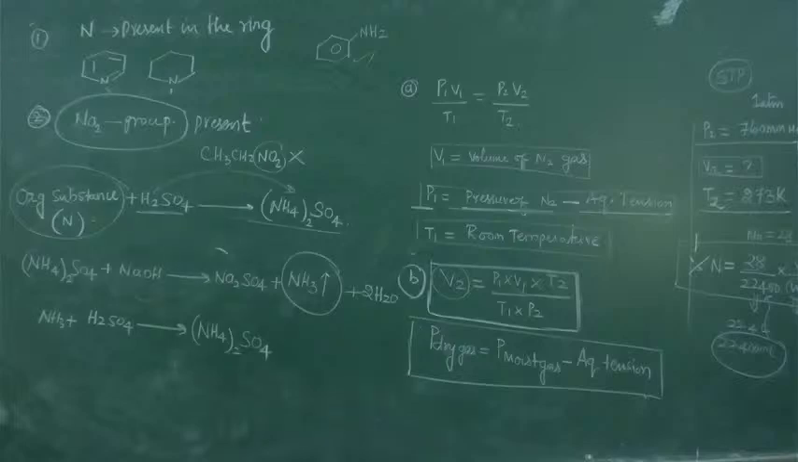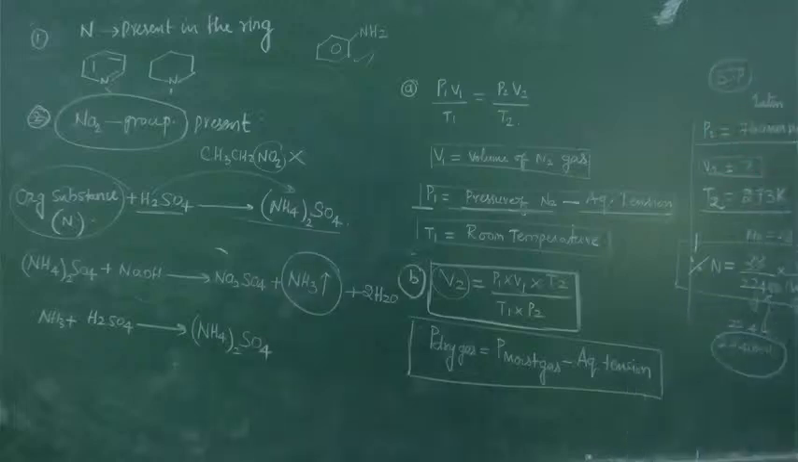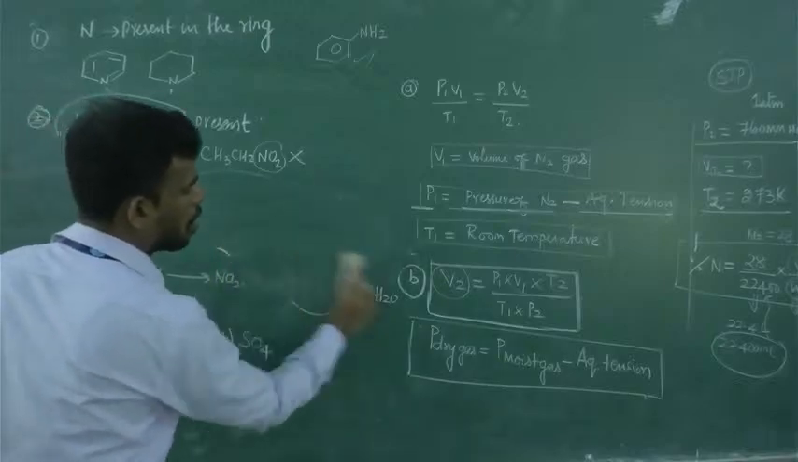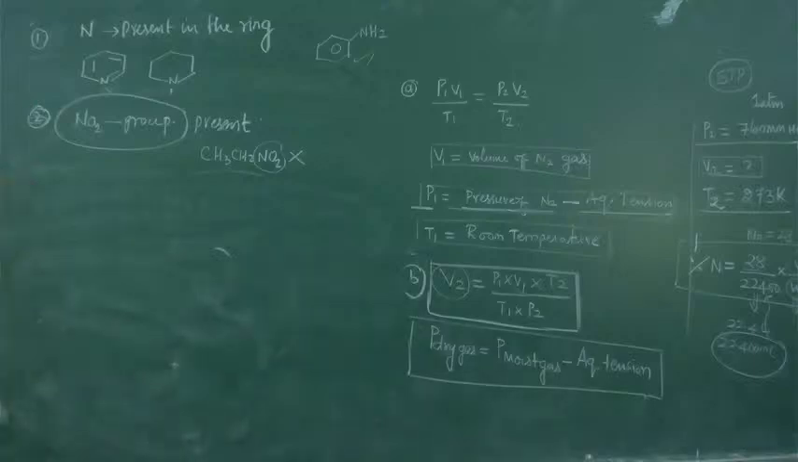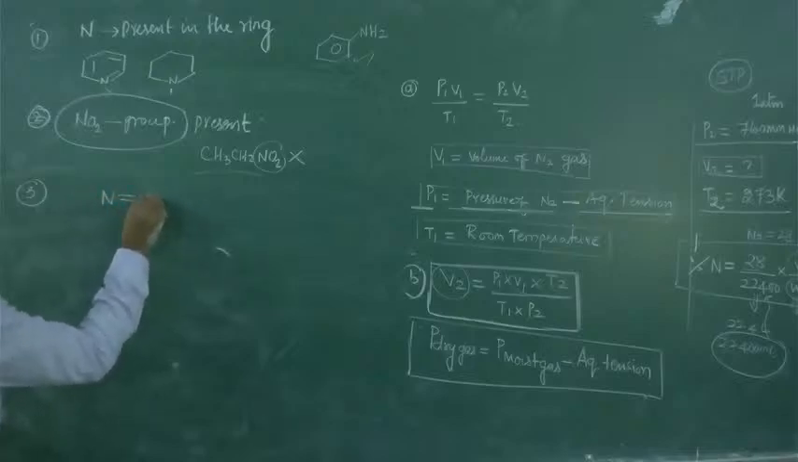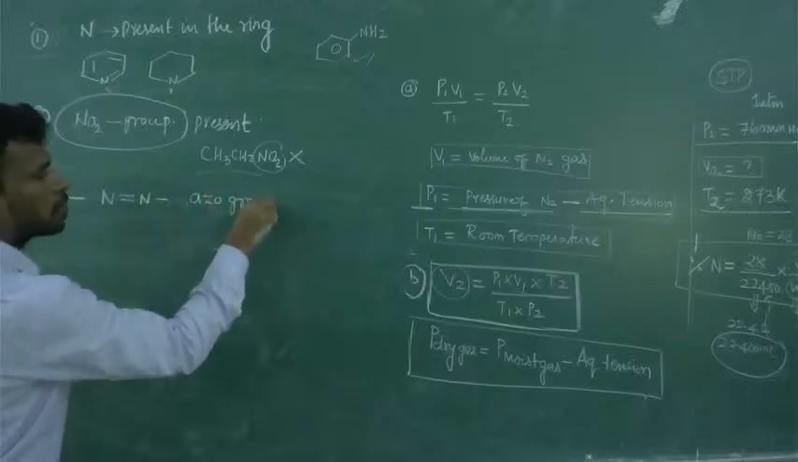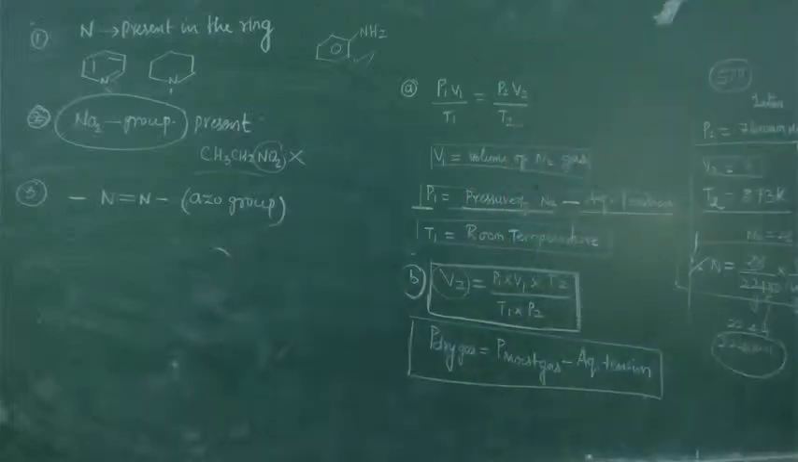First case is going to be ring nitrogen. Second case is whenever you have a nitro group present, that nitrogen also cannot be estimated by Kjeldahl's method. Third important point: suppose you have N double bond N. Is it clear? That is called an azo group. What group is an azo group? Third important point is, if you have N double bond N, that is called an azo group. If you have an azo group in your organic compound, this nitrogen cannot be estimated by Kjeldahl's method.